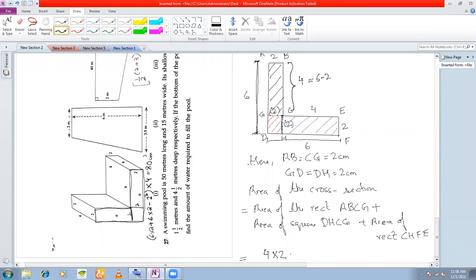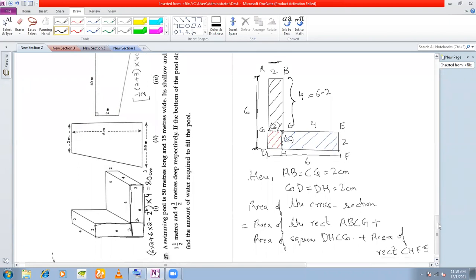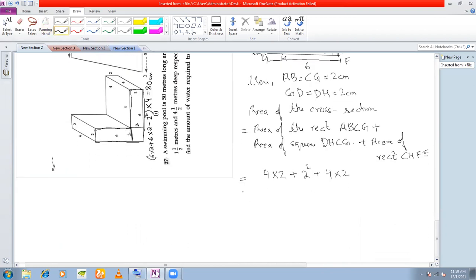4 into 2 plus area of the square. This red shaded square that you see, what is the area? Each side is 2 units. So 2 square is the area plus 2 square plus, and the blue shaded rectangle, again the area here is, this length is 4 centimeter and this length is 2 centimeter. So 4 into 2, right? This is the area of the cross section. Any disagreement? Okay, so this is 20 centimeter square. So this is the area of the cross section.